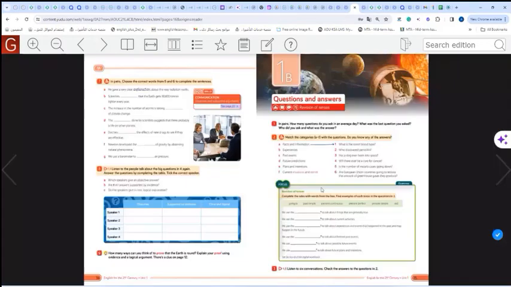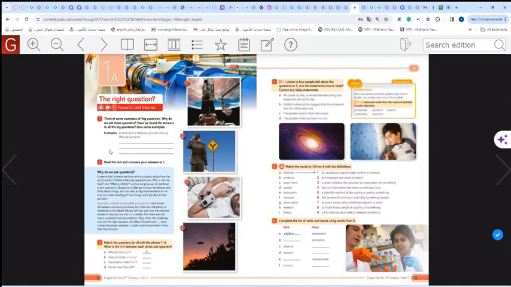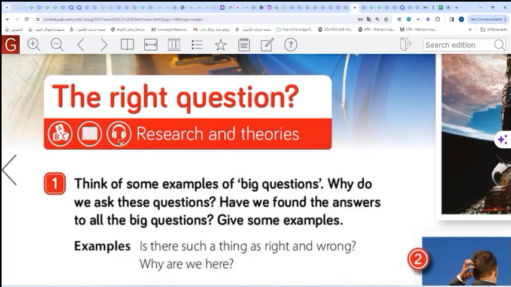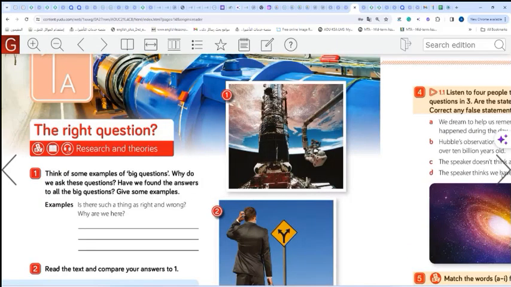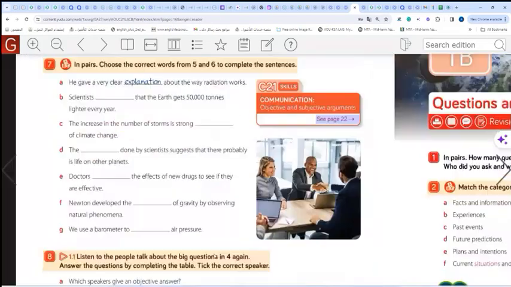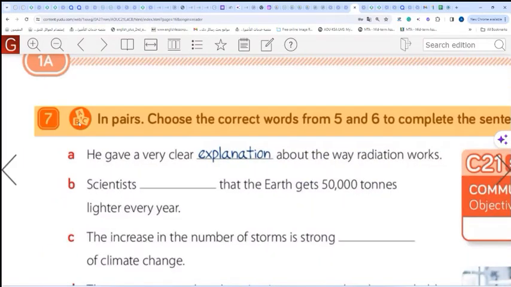I'm sorry, this is the listening icon. This one is for vocabulary. This one is for reading, and the last one is for listening. Okay, again. So it's for vocabulary. So we're going to practice vocabulary.